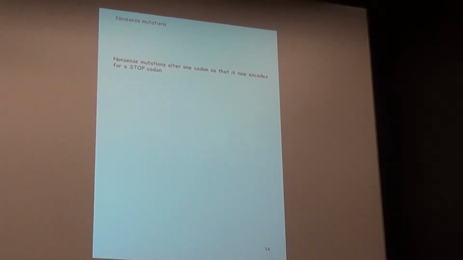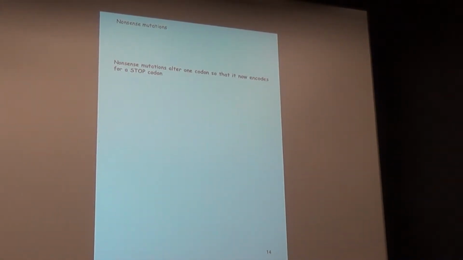So that now it will start coding for a stop codon. To alter one codon, you can alter one base change, or you can insert 3 bases. Any of this, however you get to it. If you get to a position where normally you have a particular sequence and it gets converted into a stop codon, that's called a nonsense mutation.